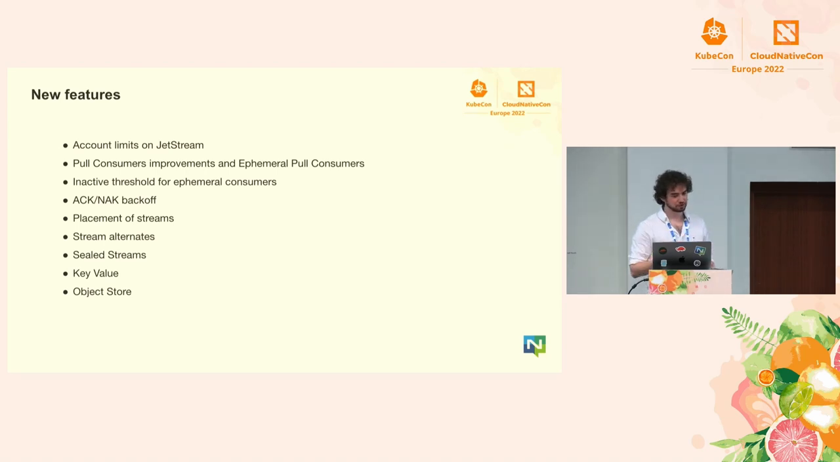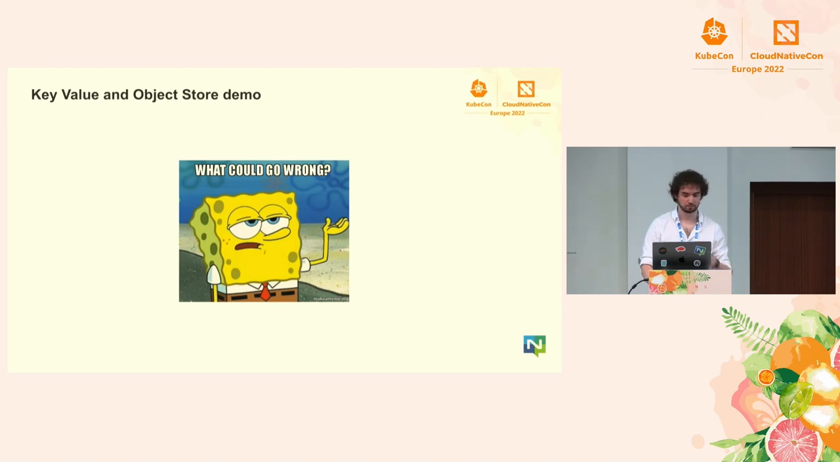Sealed streams is something where you can set the stream to be sealed, which means you can read it, but it's basically read only. You cannot put more messages into it. And the two most important features, I believe, are key value storage and object storage, key value and object store, which I will demo in a moment. Yeah, actually, I will demo them now.